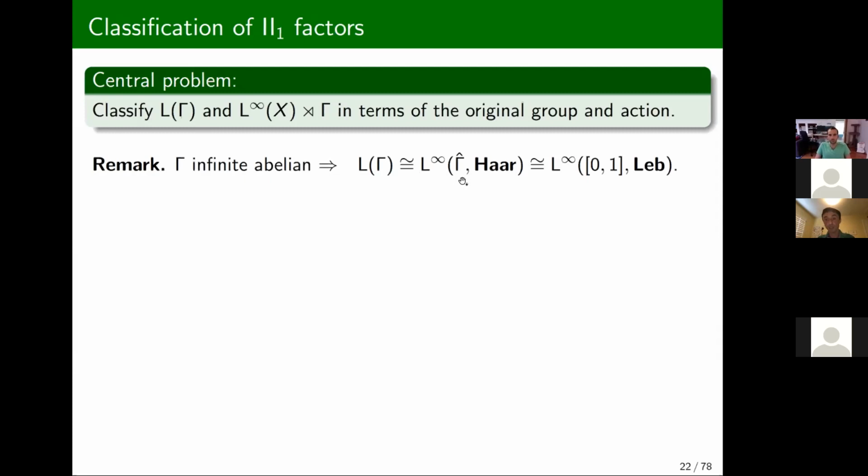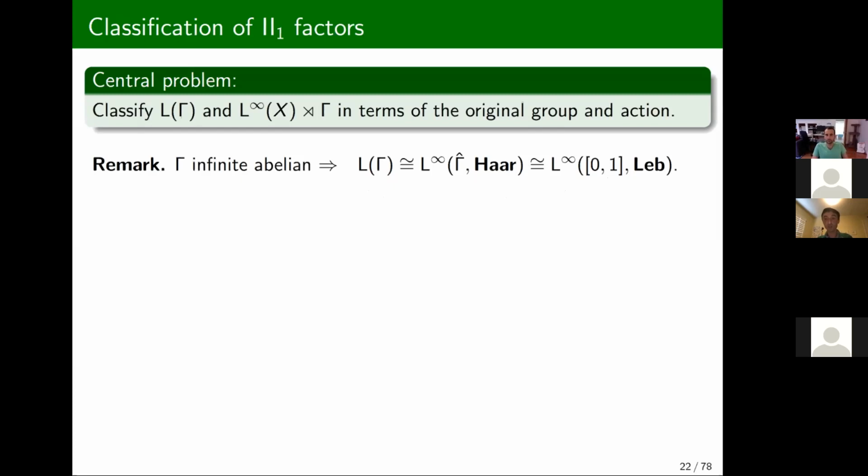And now the dual of Gamma with the Haar measure, because Gamma is infinite and abelian, is a standard probability space that's non-atomic. So it's isomorphic to the 0-1 interval with the Lebesgue measure. So at the end, what you get is that L(Gamma) is always isomorphic to the canonical L-infinity algebra. So regardless of what infinite abelian group you choose, you always end up with the same von Neumann algebra. And so this is a very simple example, but it already illustrates a main point about these algebras.